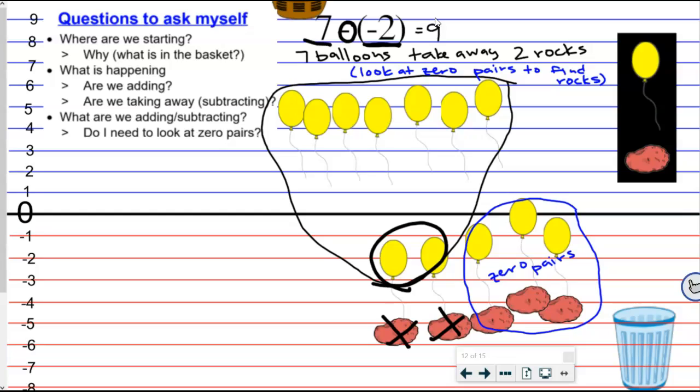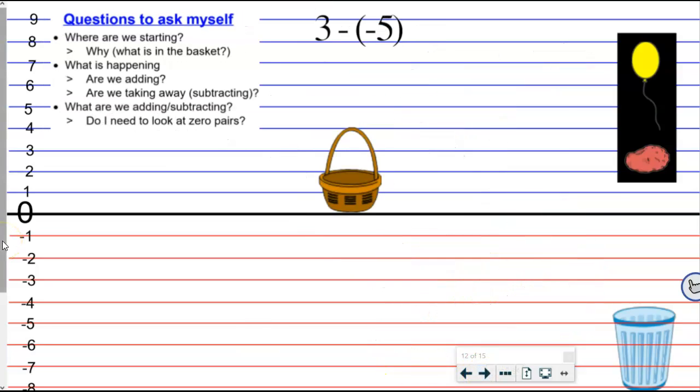Yep. Look at 0 pairs to find rocks and then close the parentheses over here. Okay, last problem, and then we're going to be able to reflect and summarize and really put this all together.